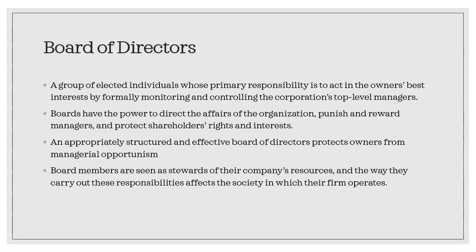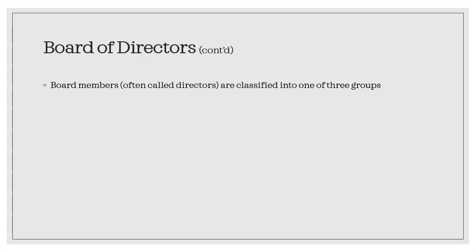And the board of directors are seen as stewards of their company's resources, and the way they carry out these responsibilities affects the society in which their firms operate. So the board of directors really oversees the company. They look at balance sheets and reports and really monitor what is happening in a company. The board of directors usually meets, I would say, maybe once a month, and that is when major decisions about the company are made, because the CEO usually does not have the autonomy to make certain decisions without going to the board for approval first.